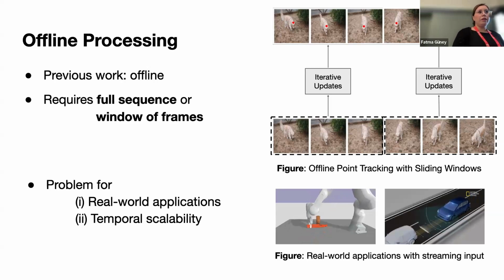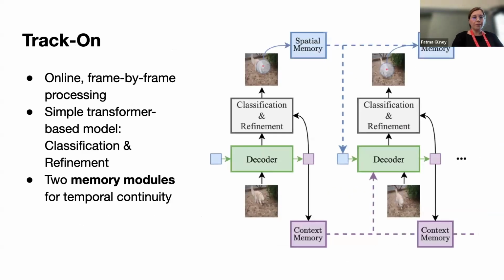Another problem in processing this whole video is scalability, right? If you are computing attention across all the frames in the video, this brings a significant memory overhead. This is especially problematic for long videos or large frame windows. So we wanted to change this. We wanted to do online tracking. Hence the name TrackOn. TrackOn is short for online tracking.